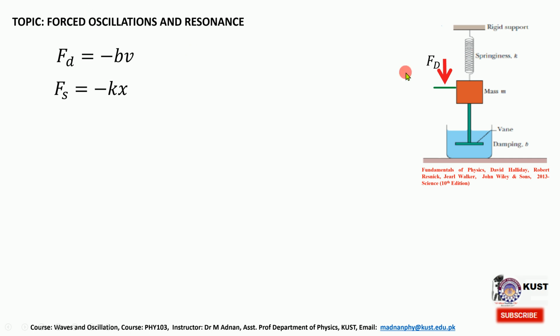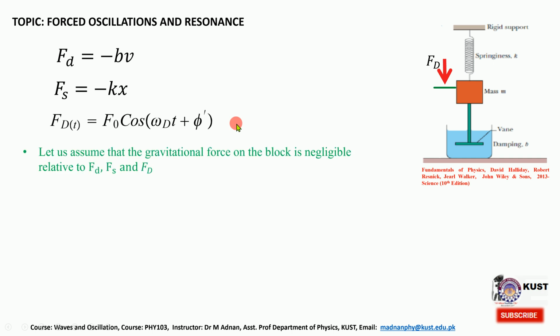Now, since we are discussing forced oscillation, we have a third force, that is Fd, whose magnitude is F naught cos of omega d t plus phi prime. As previously, we have ignored the gravitational force just to make the equation of motion straightforward. We assume the magnitude of the gravitational force on the block to be very small compared to these three forces.